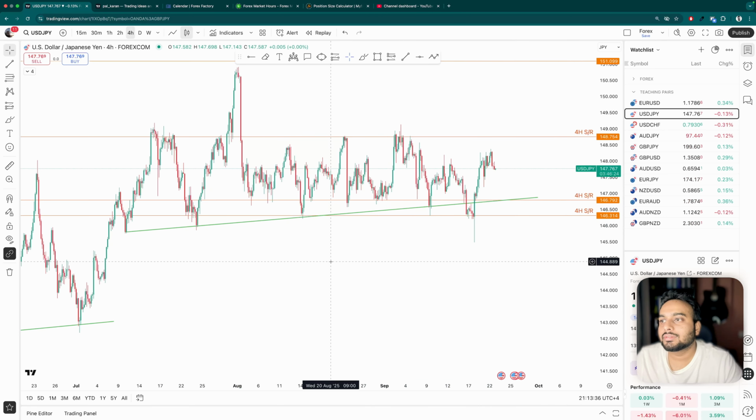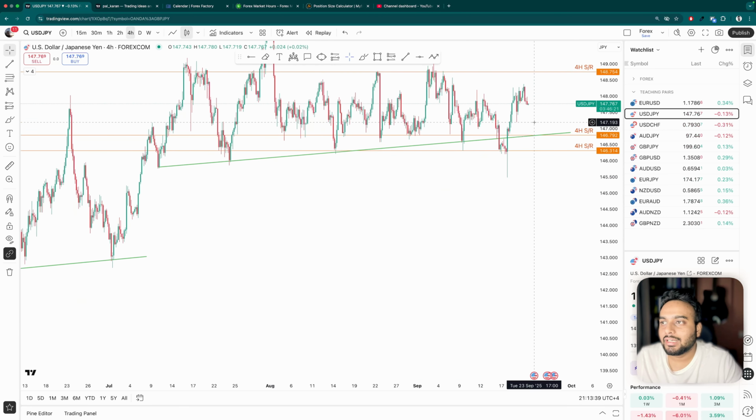That's it. It's as simple as that. Wait for price to come here, let a 4 hour candle get closed and then buy.